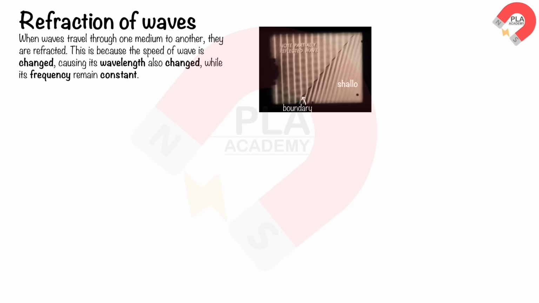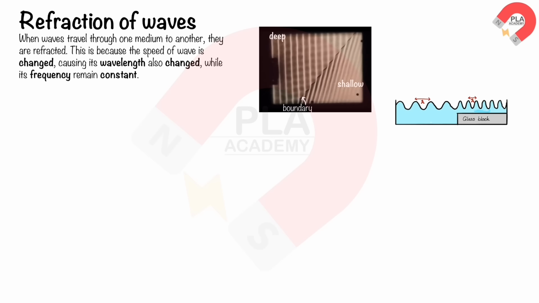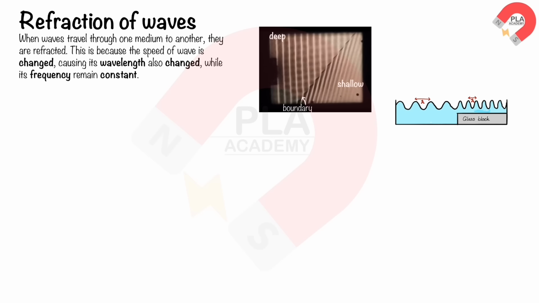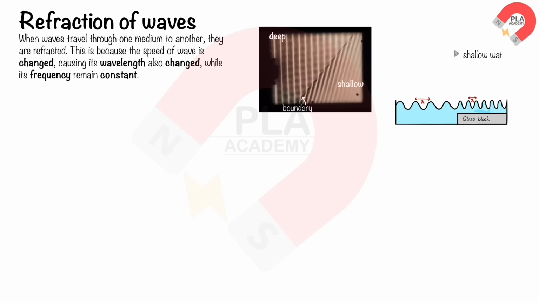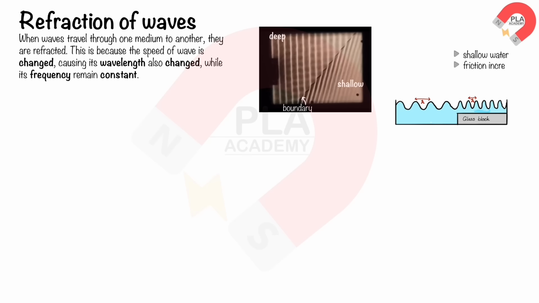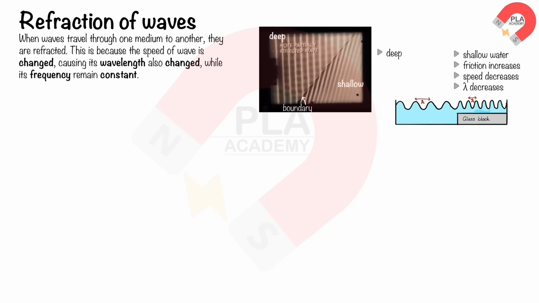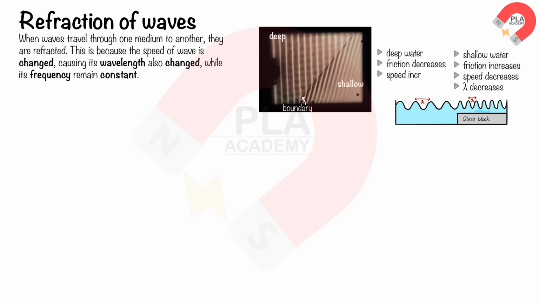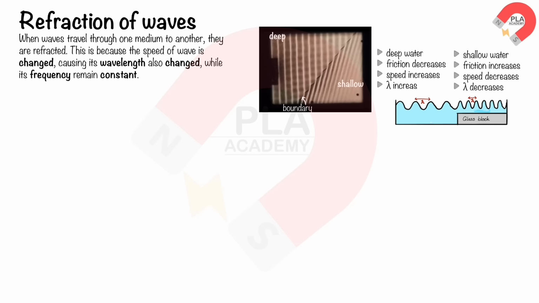This area is shallow water and this area is deep water. In the shallow water, place the glass block in the water. The water waves travel slowly in shallow water due to increased friction, so the wavelength decreases, while the frequency is constant. The water waves travel fast in deep water due to decreased friction, so the wavelength increases, while the frequency is constant.